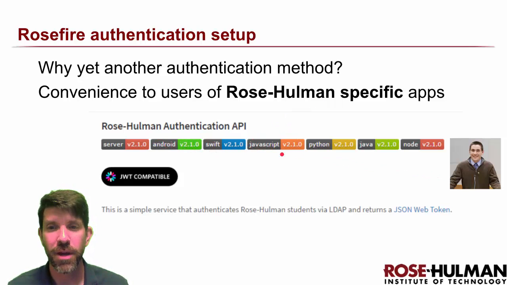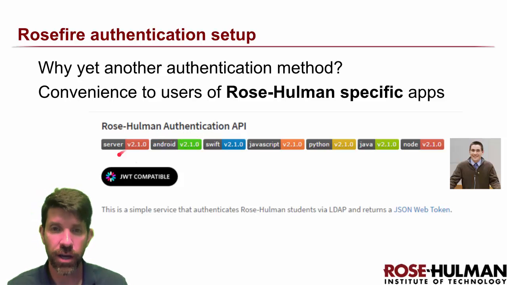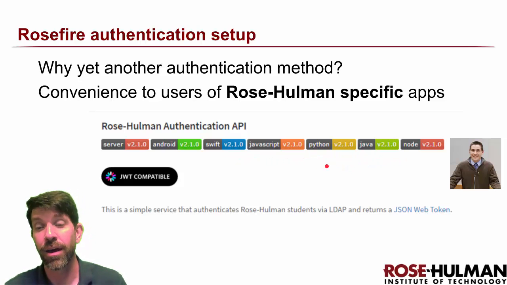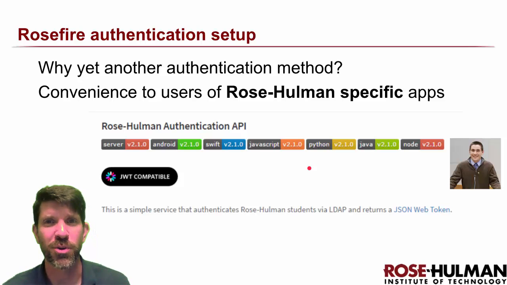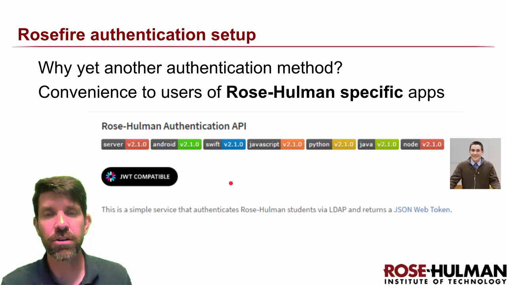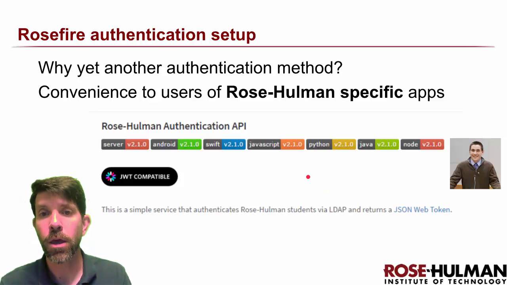So go Tyler, man. He's been busy. So, the Rose-Hulman Authentication API, he created from scratch. And he has all of his code here. So there's not only Android, but also Swift for iOS, JavaScript, Python, Java, and Node. Tyler's got to be one of the most prolific coders that I know. Really amazing. This is actually even bigger than just Firebase, but it allows you to authenticate via LDAP and is going to give you a JSON web token. So very, very impressive. Nice little service here that Tyler's made for us.